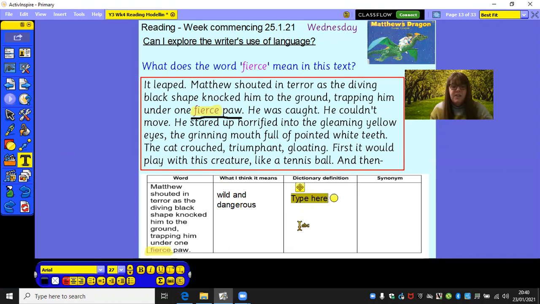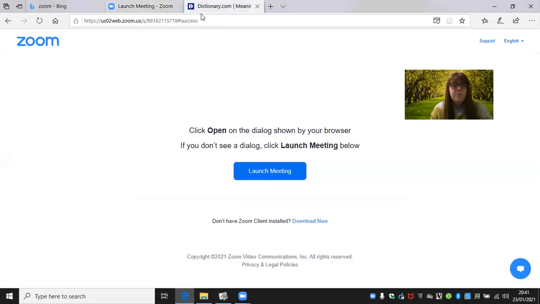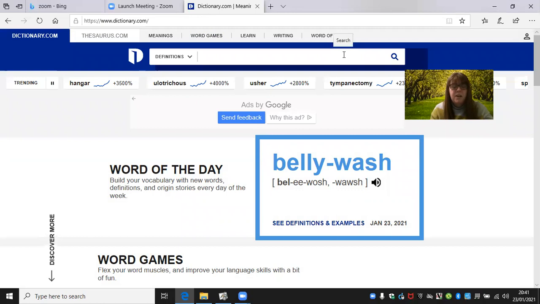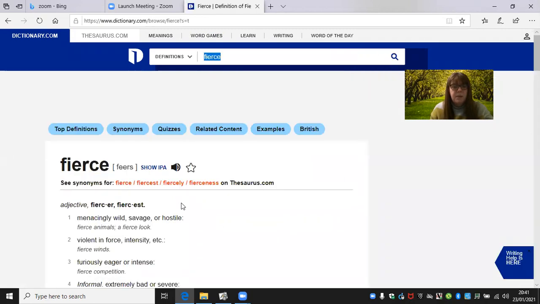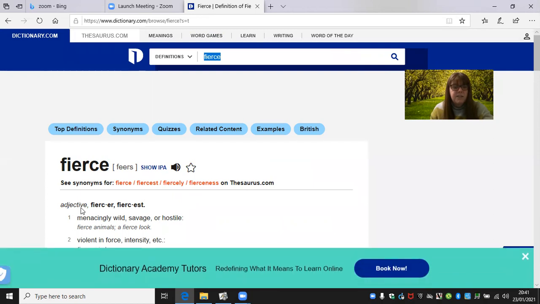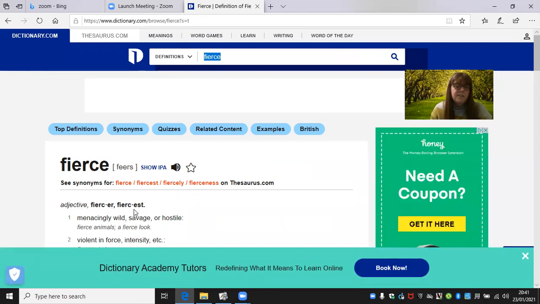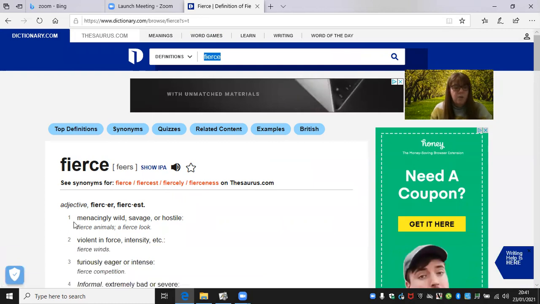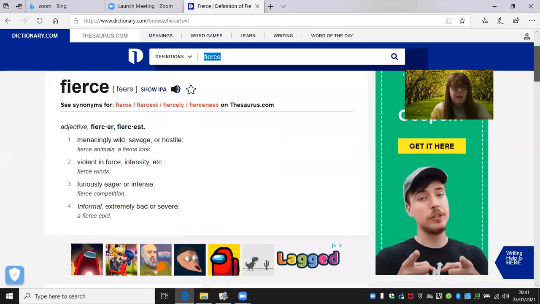And then I need to find a dictionary definition. So I'm going to use the online dictionary to help me. There we go. So dictionary.com, and let's go into the search bar and write in the word fierce. Search for that. It comes up here. It tells me that it's an adjective, and I can have an ER suffix or an EST suffix. I can have fiercer and fiercest. And then it tells me underneath what the meanings are. There are a few meanings, so I have to read through the meanings to decide which one applies to us.